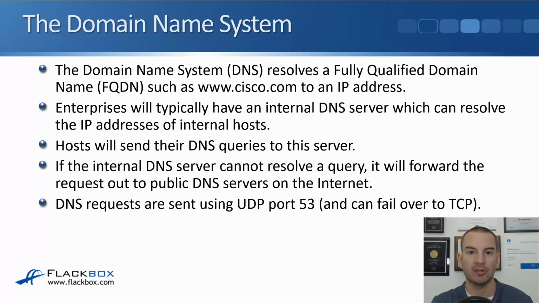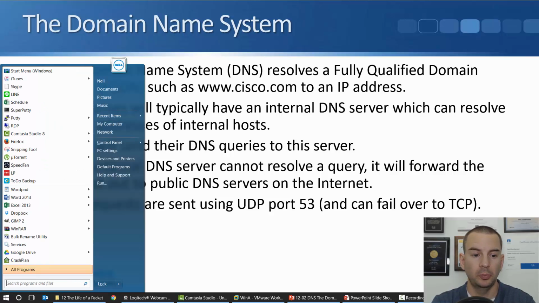So for anything external, it's going to need to forward those requests on to an external public DNS server. DNS requests are sent using UDP port 53, and that can fail over to TCP on port 53, but normally it's going to use UDP. So let's have a look at how DNS works in the lab.